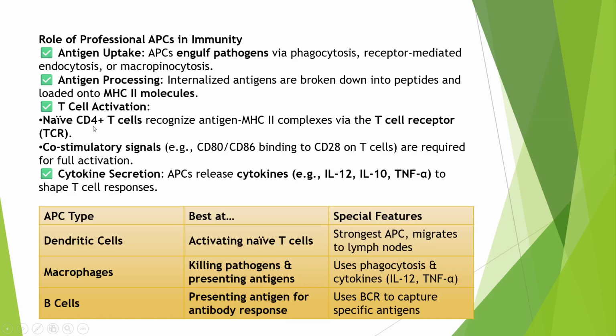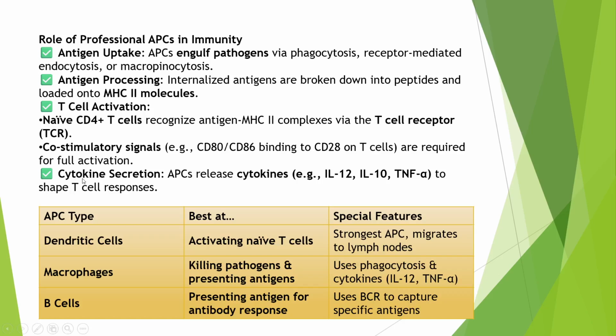So then the T cell activation occurs because the naive CD4 T cells now recognize the antigen MHC2 complexes via T cell receptors. Then co-stimulatory signals are required for full activation. Example, CD80, CD86 binding to CD28 on T cells, etc., lead to co-stimulation for additional activation. Then cytokine secretion. Antigen presenting cells release cytokines, many pro-inflammatory cytokines like interleukins, TNF alpha, etc., to shape the T cell response.